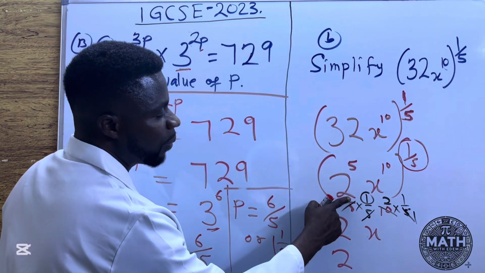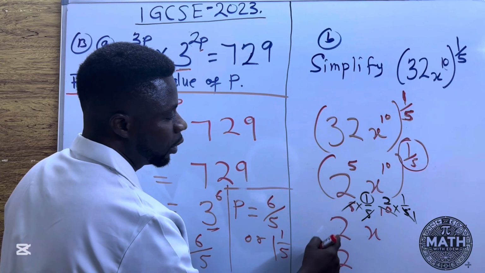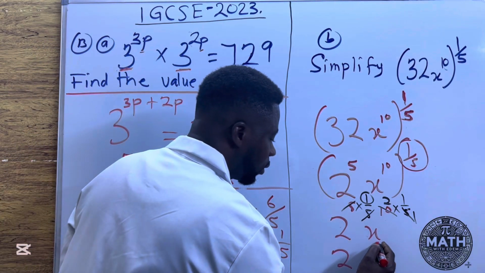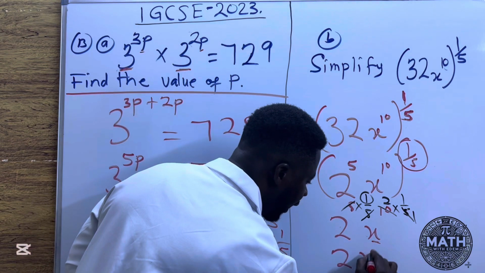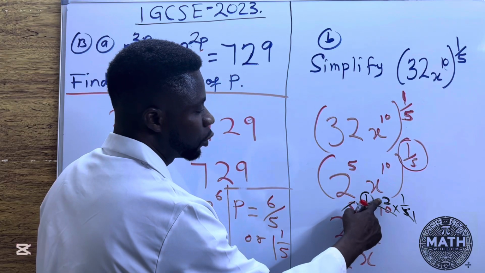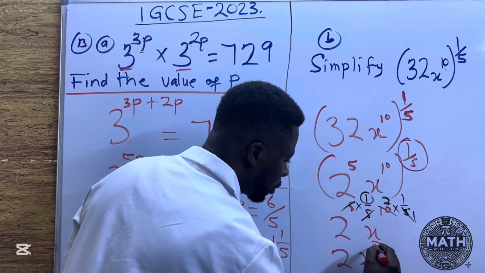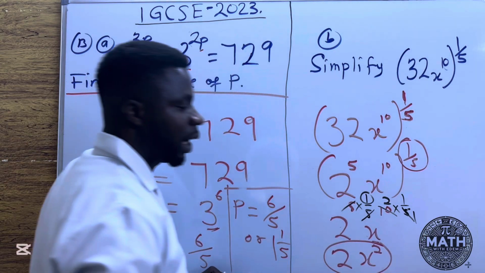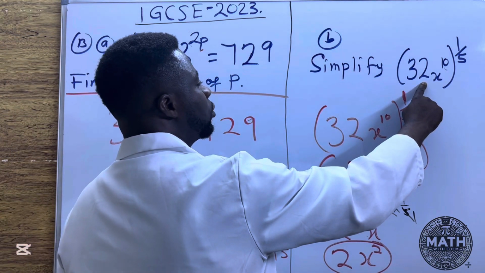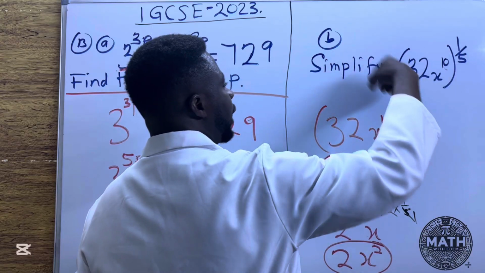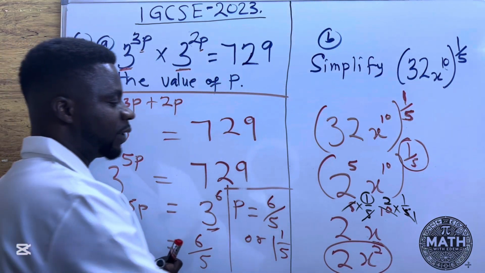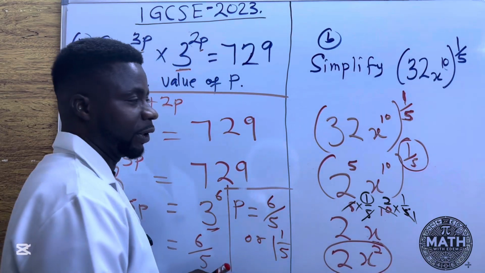So we'll be having 2 to the power 1. Okay, 2 to the power 1 is the same as 2. And then what do we have here? The x, and then now the x will have the power 2. So this is going to be our final answer. This is simplify 32x to the power 10 in a bracket all to the power 1/5. So our answer is 2x squared.